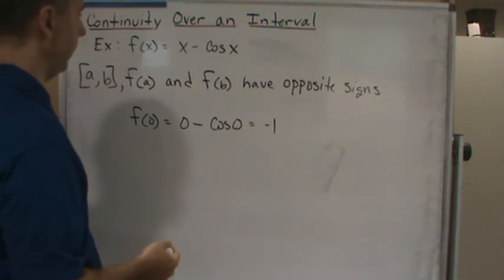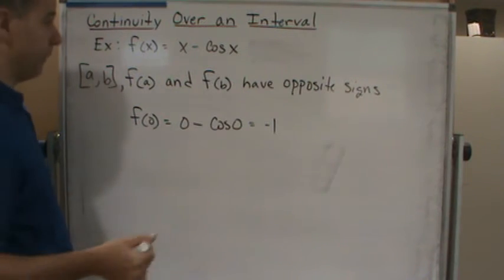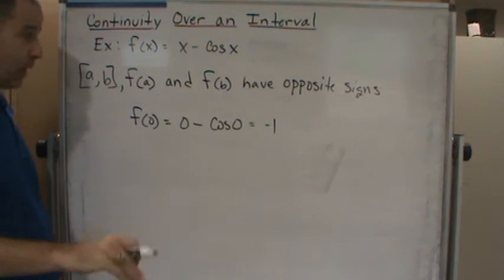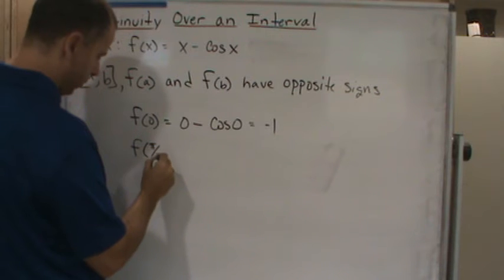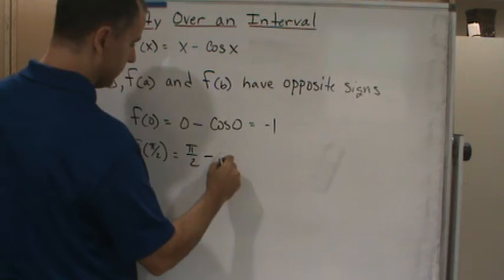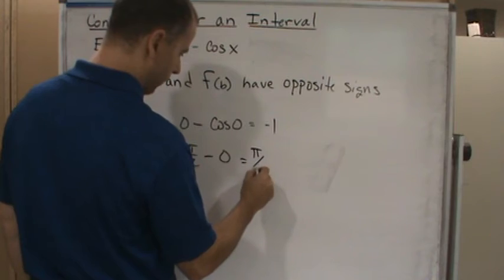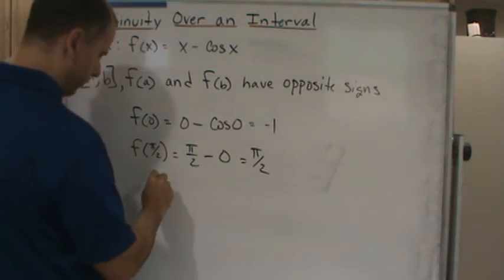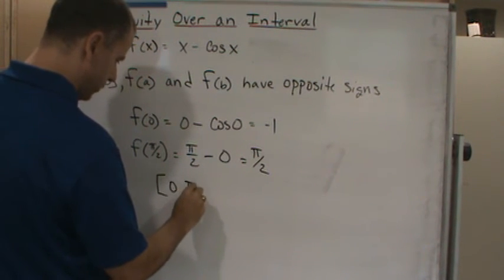Well, we could use pi over 2. Okay, because cosine is going to be 0 at pi over 2. So let's use pi over 2 because that makes it really easy. So let's do f of pi over 2. And that's going to give us pi over 2 minus 0 because cosine of pi over 2 is 0. So that makes it easy. So this is going to be pi over 2. That is obviously positive. So guess what? Now we've got our interval. So our interval is going to go from 0 to pi over 2.